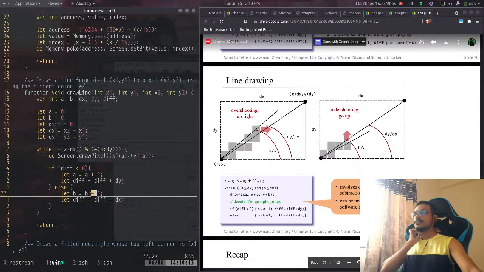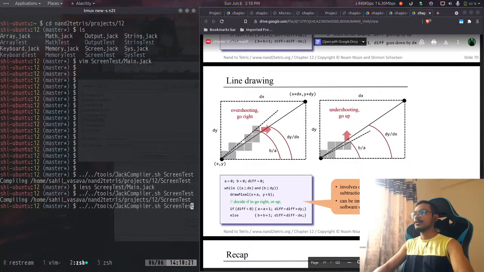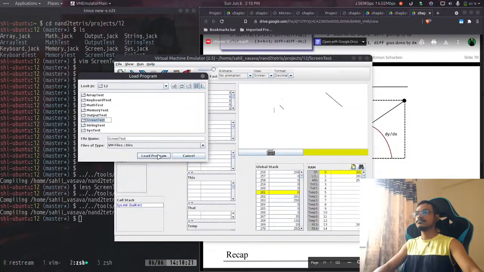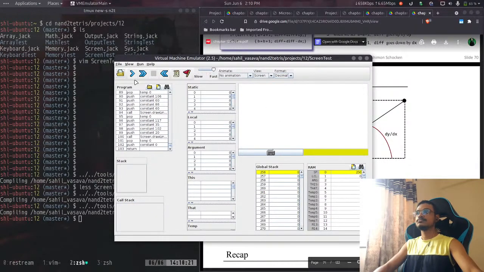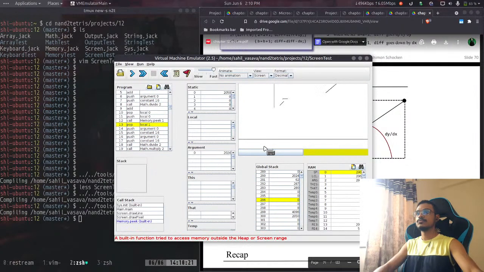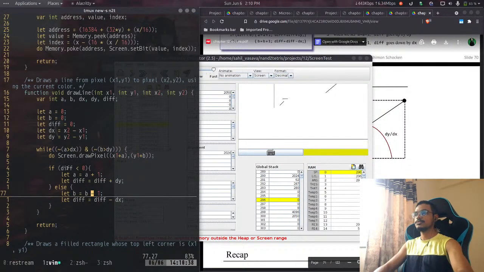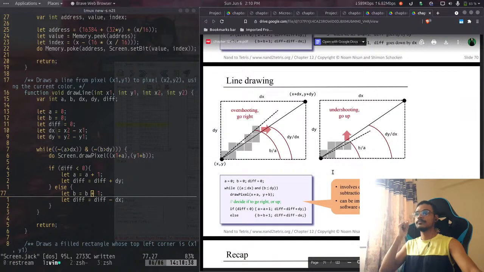So what I did was I changed b is equal to b minus 1. And did I compile? Yeah, I did. So let's try to run this now, and let's see what happens. Ooh, that is one messed up house. That definitely did not work, because it got out of the screen range mostly. That must be the case.